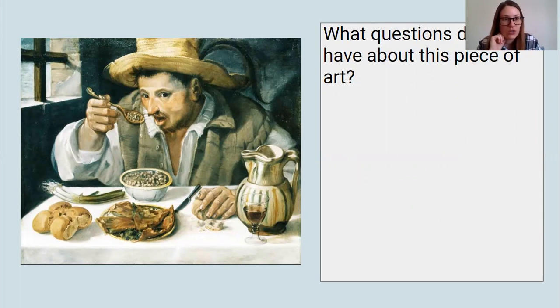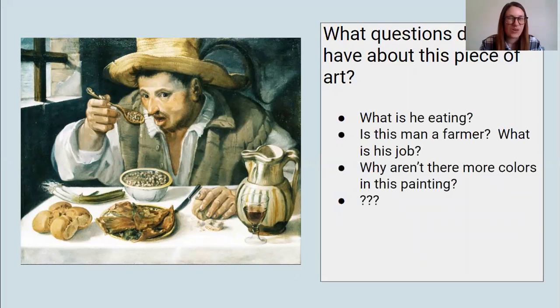Now that we have done our noticing, we move on to our wonder. So what questions do we have about this piece of art? What questions pop into your brain when you look at this painting? Some questions that pop into my brain. What is he eating? Is this man maybe a farmer, or what is his job? Why aren't there more colors in this painting? Why is it mostly grays, browns, and whites?